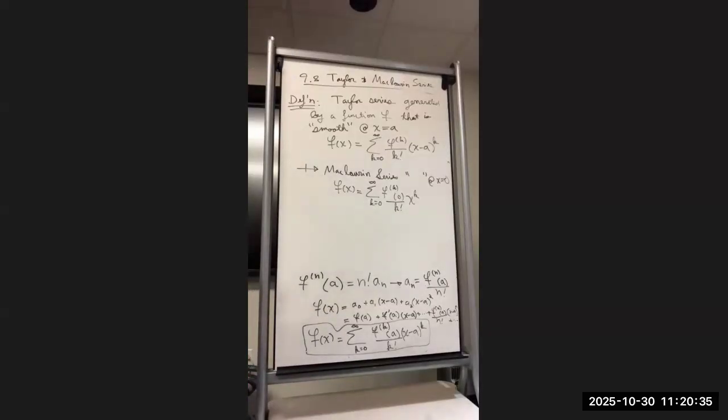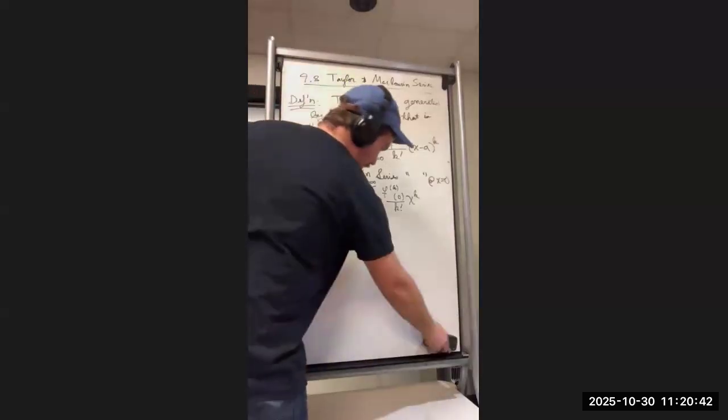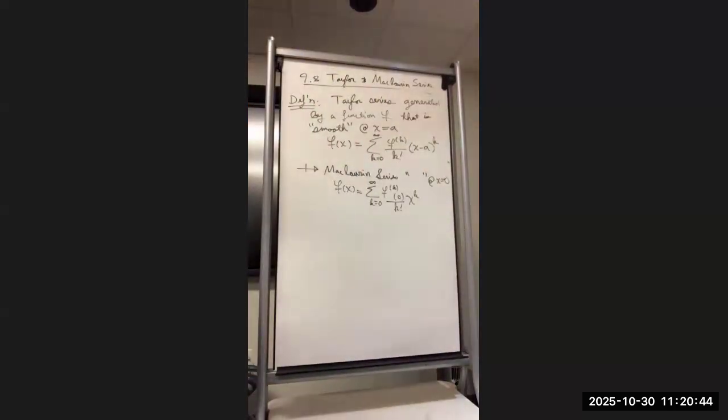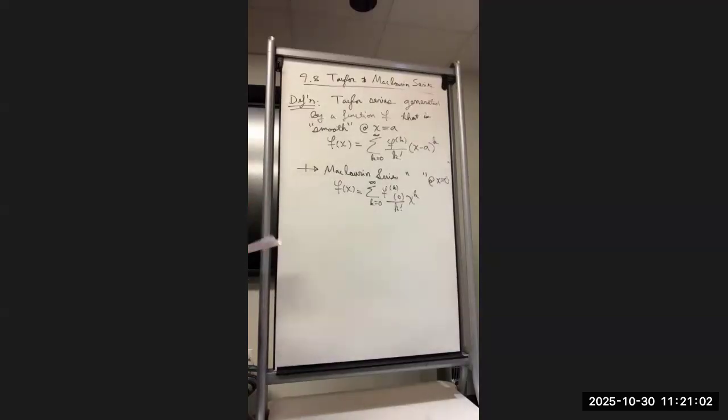Right. So that's the definitions. I mean, that is the full extent of the new information from 9.8. Now we are just going to look at finding these series. If you're given a function, can you find its Maclaurin series or its Taylor series? Or in some cases, maybe you're given the series, can you find the function? So let's look at an example.